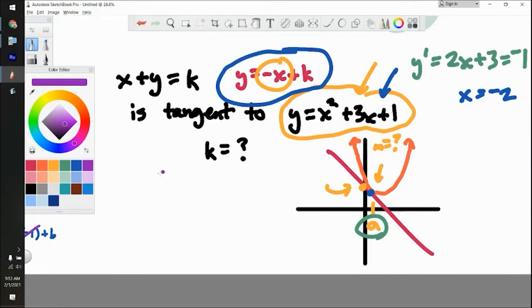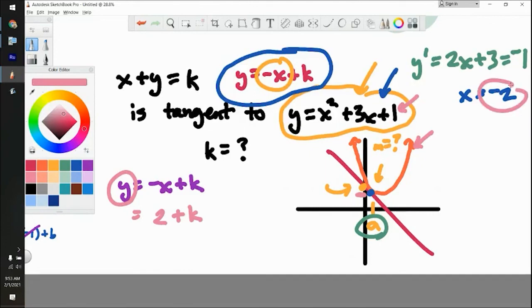We have y is equal to negative x plus k. It's at x equals -2, so -2 is 2, plus k. But what's the y value here? When x is -2, what's the y value? It's not k. This orange right here is this right here. So you just plug -2 into this equation. So you get 4 minus 6 plus 2. So -2 plus 1 is -1. And you do get what Adish said.